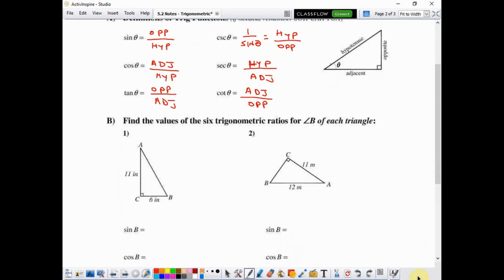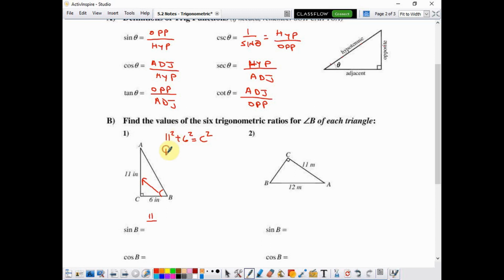Find the values of the 6 trigonometric ratios for angle B of each triangle. So here is angle B, and we want to know the value of sine, which is opposite over hypotenuse. So here's opposite. Hypotenuse is unknown. So it's 11 over something. So we're going to use the Pythagorean theorem to find that hypotenuse length. A squared plus B squared equals C squared. So 11 squared plus 6 squared equals hypotenuse, we'll call that C squared.